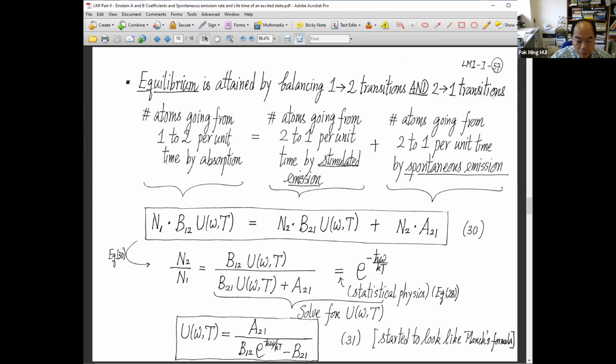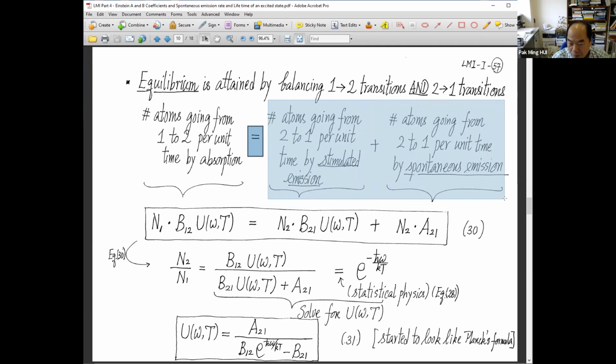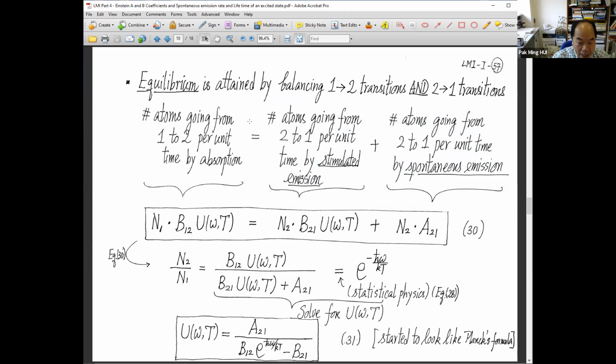So let's write it down. The number of atoms going up, that is only one process, stimulated absorption, must be balanced by the number of atoms coming down through stimulated emission and coming down through spontaneous emission. Okay, so I pause here because that is the physics. The rest is just some formula.